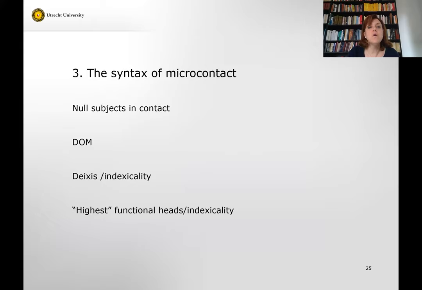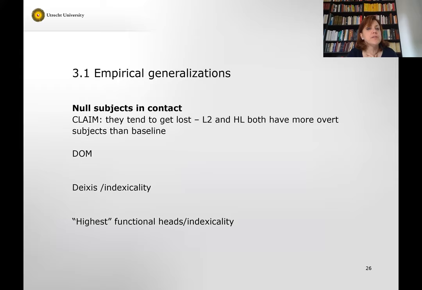Right, so now what did we study? We studied null subjects in contact, differential object marking, deixis and indexicality, and also the highest functional heads related to indexicality. The generalizations that we considered are, so the claim for null subjects is that they tend to get lost. So people tend to insert overt subjects when they are in contact, or they are speakers of L2, but also heritage speakers tend to insert overt subjects in null subject languages. Differential object marking weakens. It is not completely lost, but weakens. People just don't mark the object, the animate or definite object.